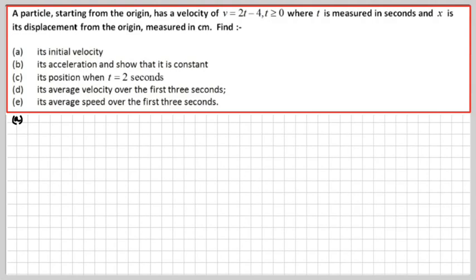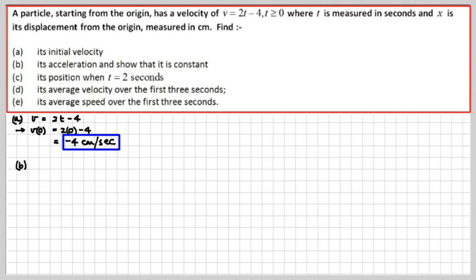That's easy, guys. We've got the rule for the velocity here. V is 2t minus 4. Initial means when t is 0, guys. So you substitute t as 0 and you'll get minus 4. Minus 4 centimetres per second is our answer. Okay, that's good. Now, B coming up.